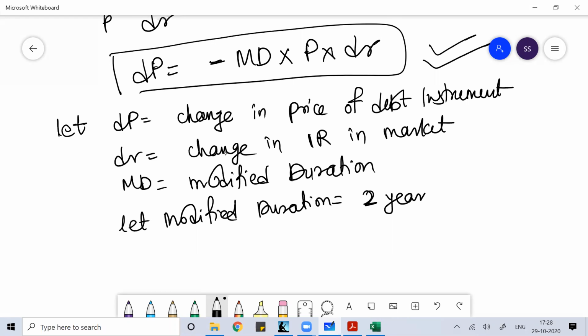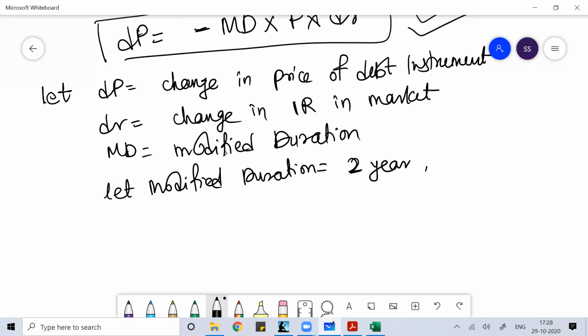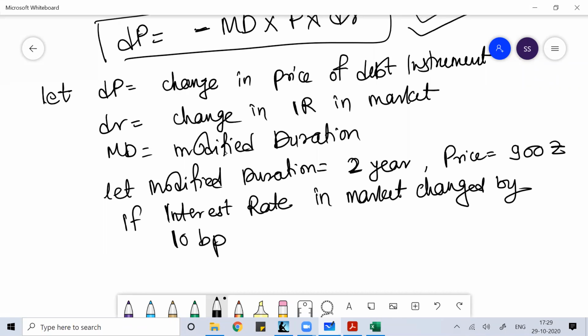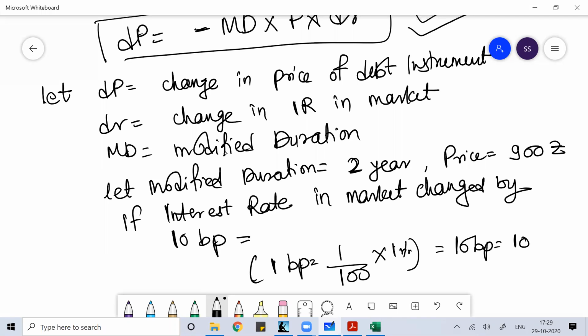Let the modified duration be 2 years and let the price of the bond be 900 rupees. Suppose the interest rate in the market changes by 10 basis points. I hope you understand what 1 basis point is. 1 basis point means 1 by 100 of 1 percent. So 10 basis points means 10 by 100 of 1%.